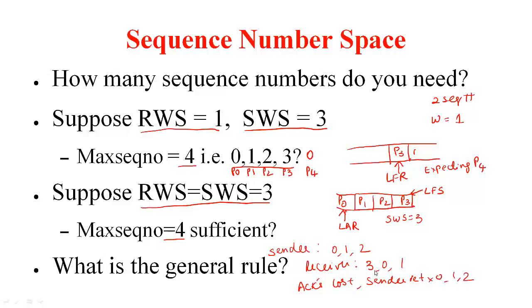Now the receiver is expecting the next instance of 0, but what it got was a previous instance of 0. And this is not okay. So this definitely is not sufficient. So given this, given RWS and SWS, what is the general rule of how many sequence numbers do you need? This is something for you to work out. I will provide an answer as part of the quiz.